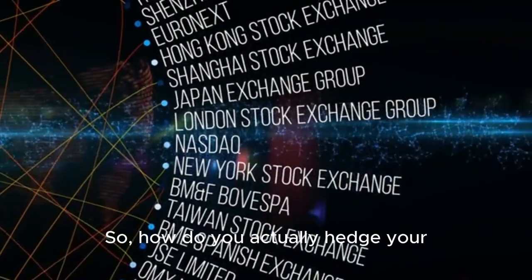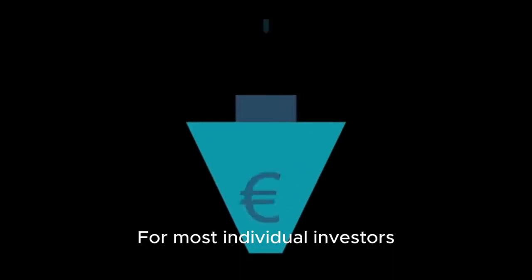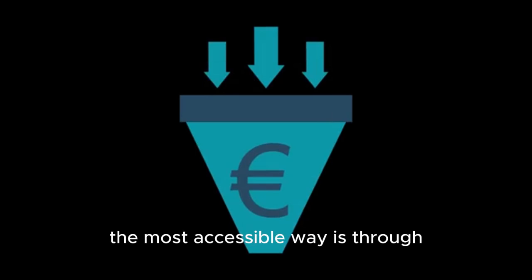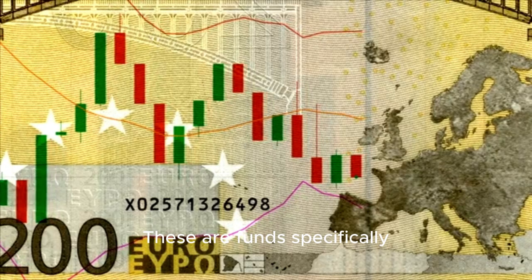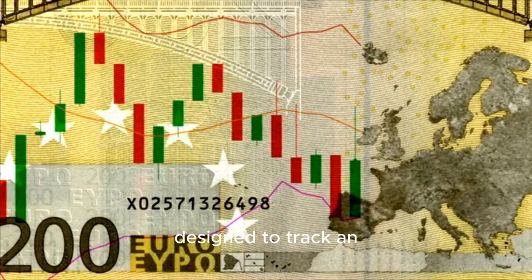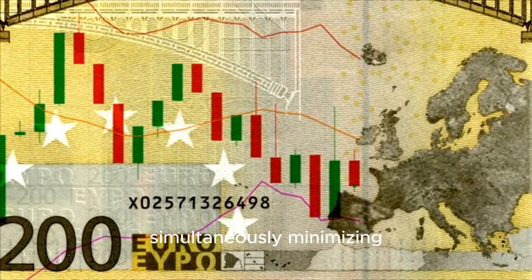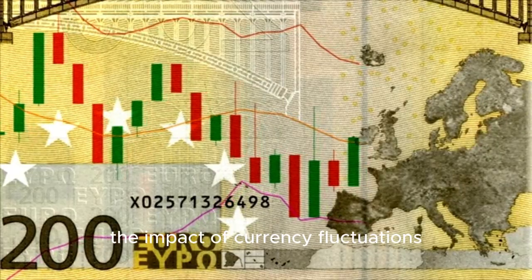So, how do you actually hedge your currency exposure? For most individual investors, the most accessible way is through currency-hedged ETFs, or exchange-traded funds. These are funds specifically designed to track an international index while simultaneously minimizing the impact of currency fluctuations.